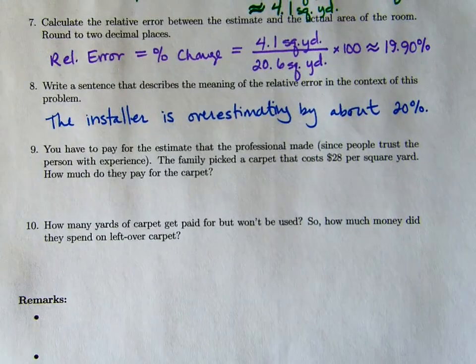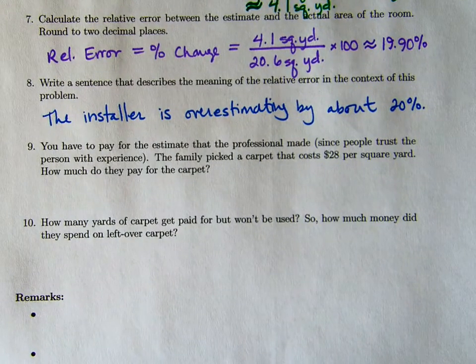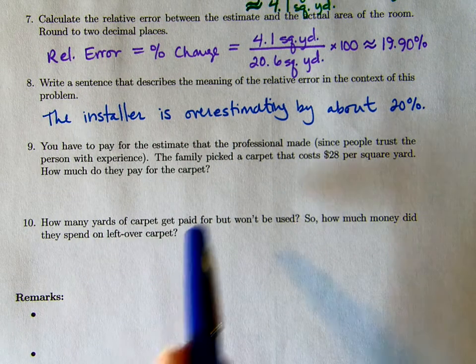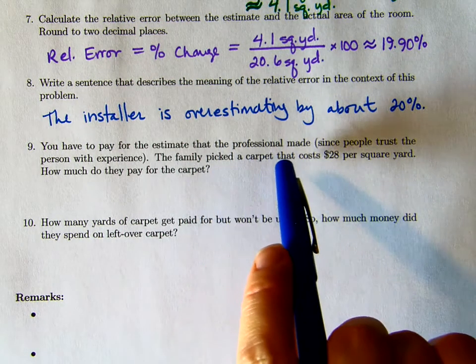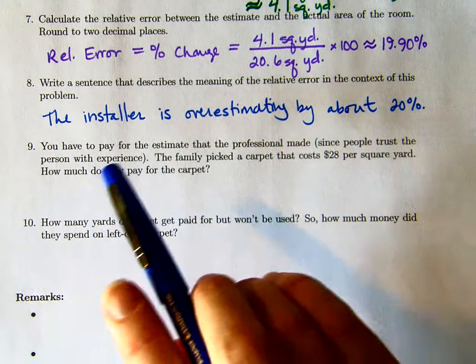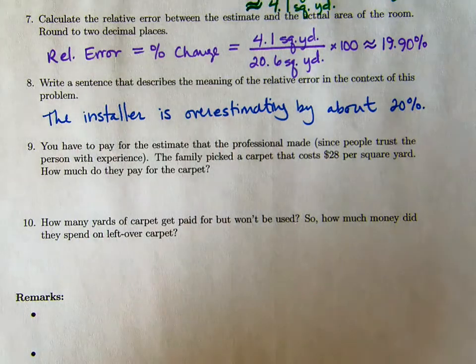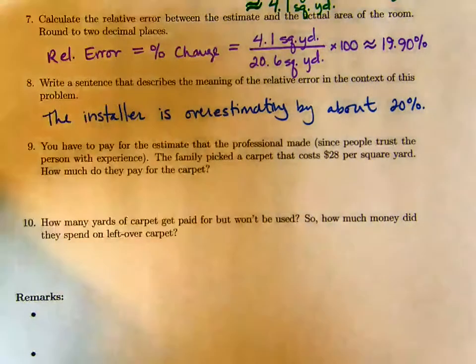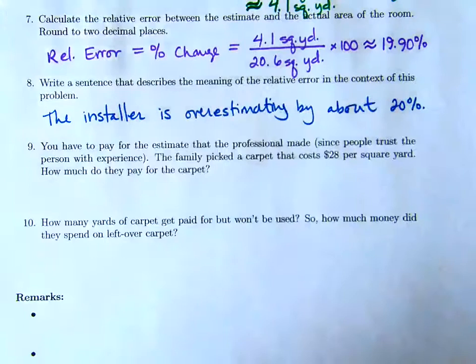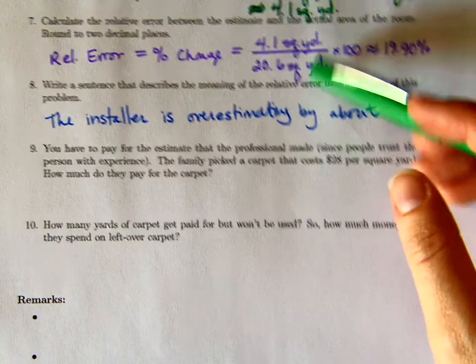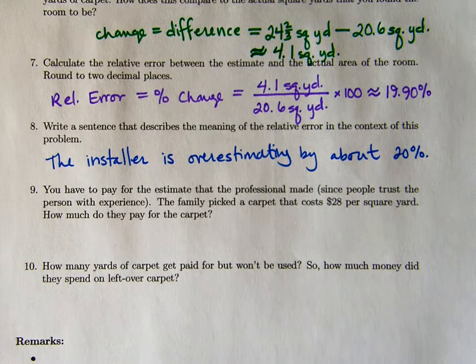You have to pay for the estimate that the professionals make. They can't trust you, you know? I mean, come on. They have a job to do and they're not going to get shortchanged. Shouldn't get shortchanged. That the professional made, since people trust the person with experience. Yes. The family picked a carpet that cost $28 per square yard. Oh, it's a good thing that all of these are in square yards. Yeah. Yay, square yards. Okay.